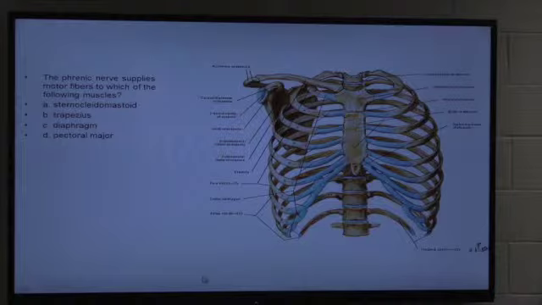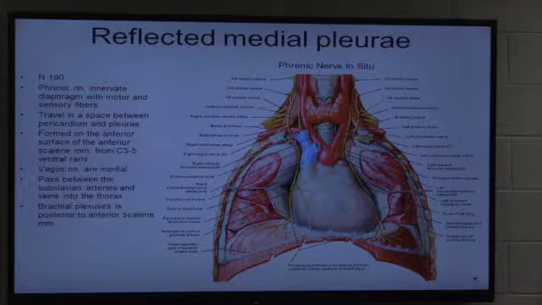The phrenic nerve supplies motor fibers to which of the following muscles? Sternocleidomastoid, trapezius, diaphragm, or pectoralis major. The phrenic nerve is part of the cervical plexus. It is formed by the ventral rami of C3, 4, and 5. So this was that neurovascular plane between the anterior scalene and the middle scalene, where you had your subclavian artery, brachial plexus, and, as I said, some cervical plexus nerves, C1 to 5.